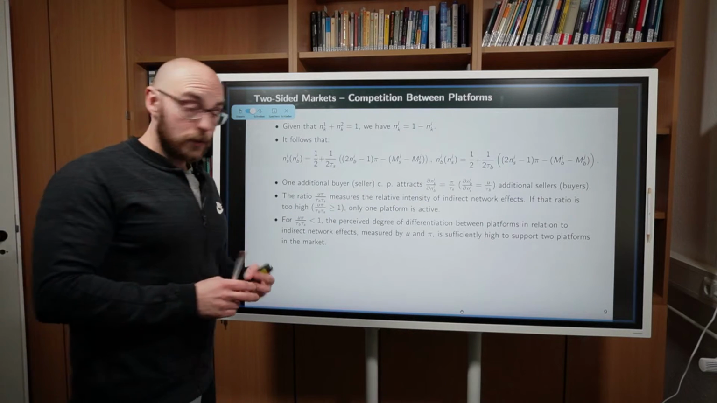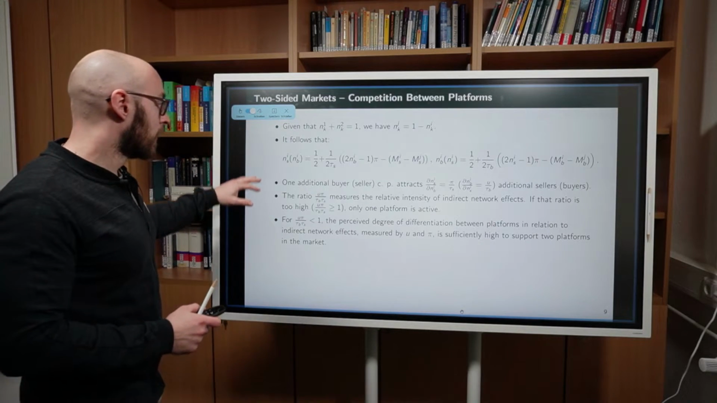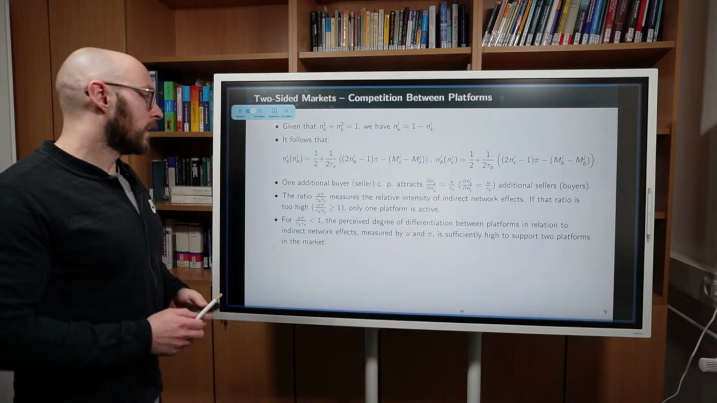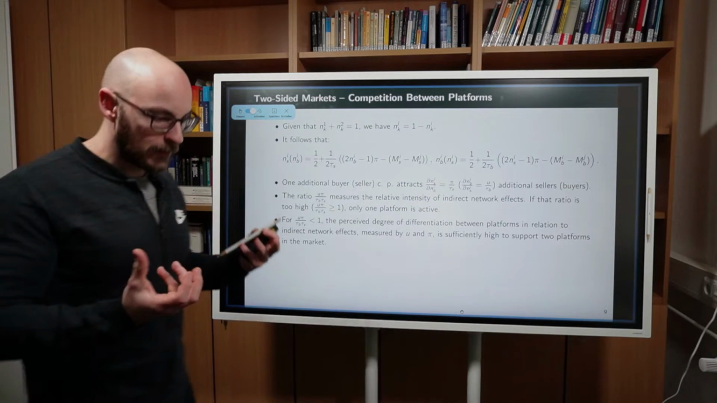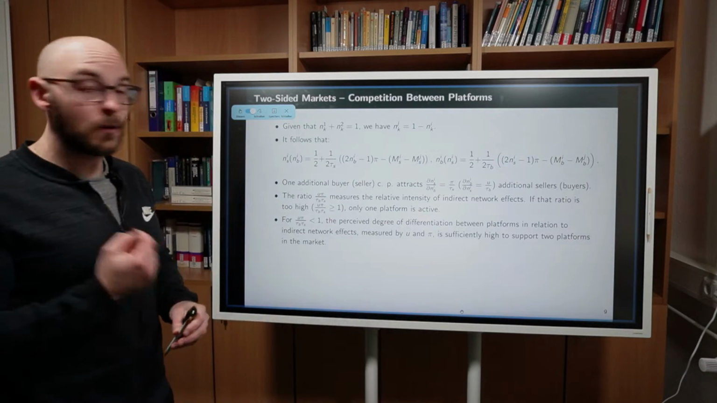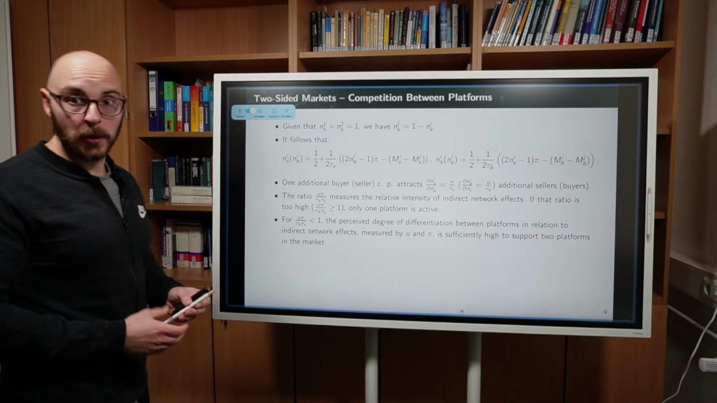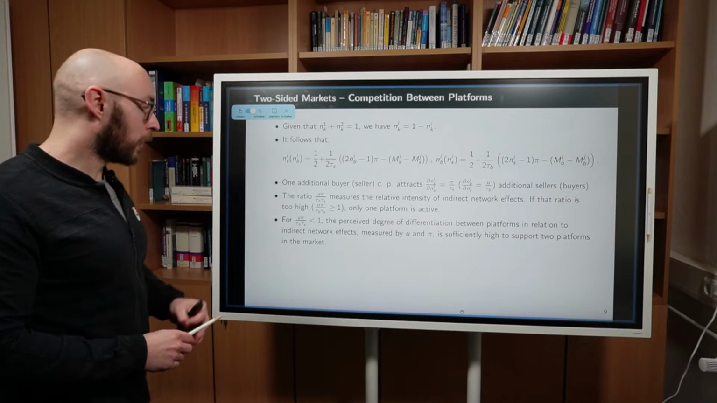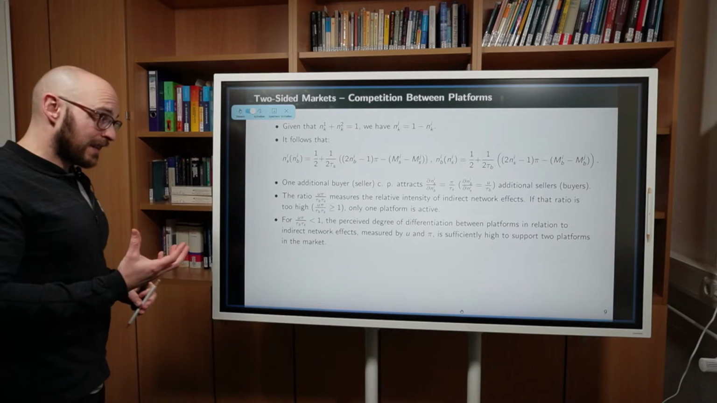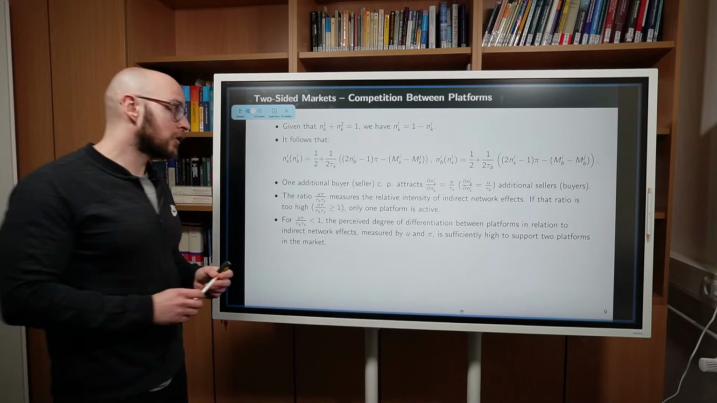And it's important to note, although we won't dig into more detail here because it's quite technical, that the ratio between these two measures here measures the relative intensity of network effects. And if this ratio is too high, we only have one platform. Technically, if this ratio exceeds 1, we only have a monopoly platform. And if this ratio is smaller than 1, we can support 2 platforms in the market. Why is that? Well, it basically captures the tendency for monopolization in platform markets.